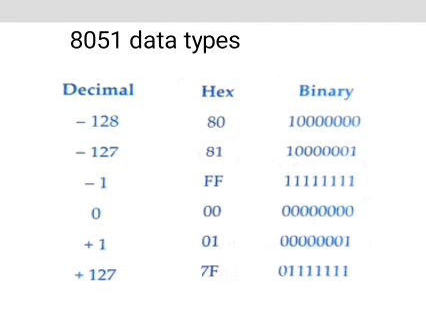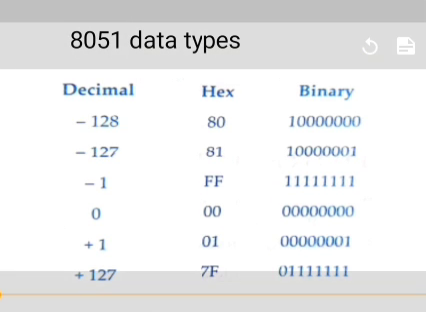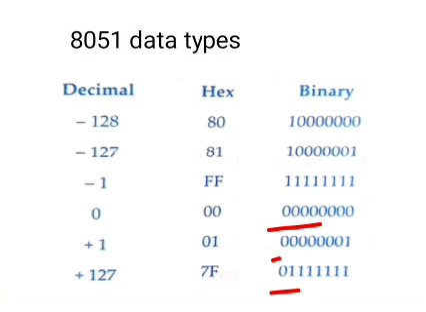So, in the 8051 data types, if the most significant bit is 0, the number is positive. Or if it is 1, then the number is negative, as shown in the table.